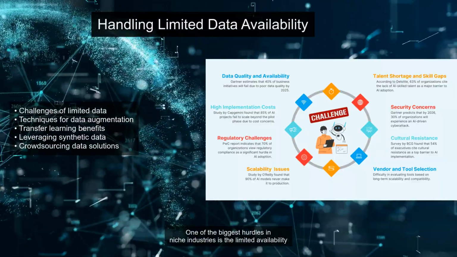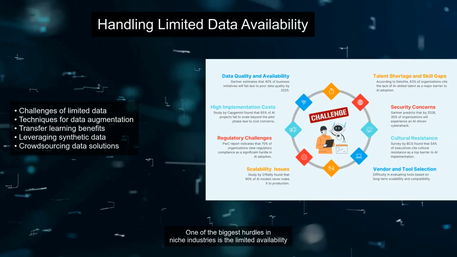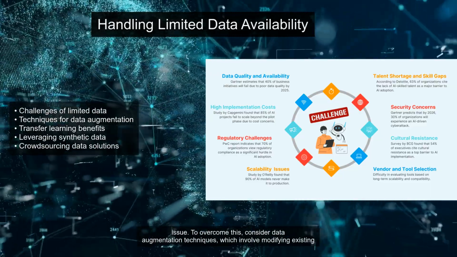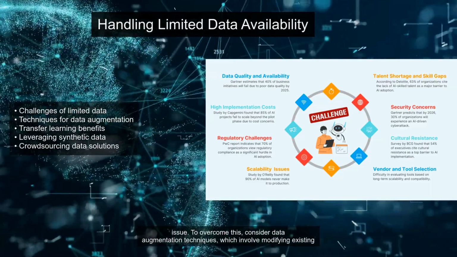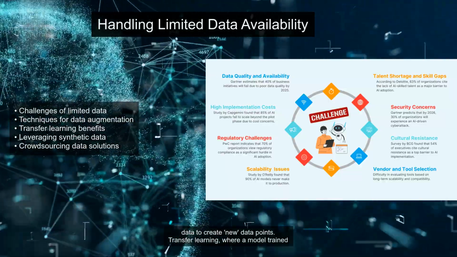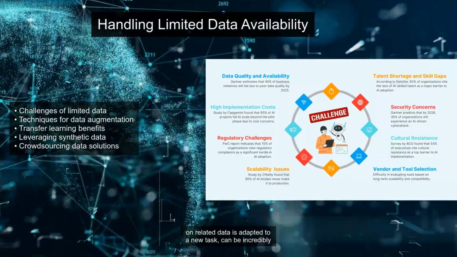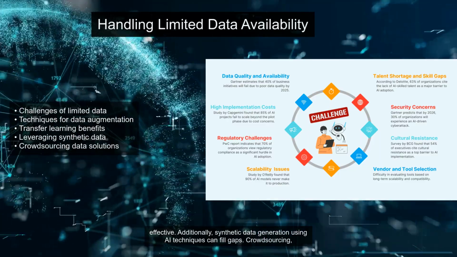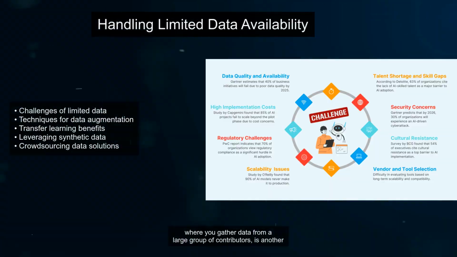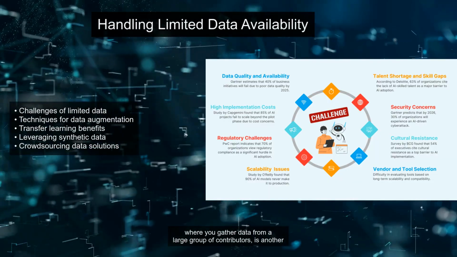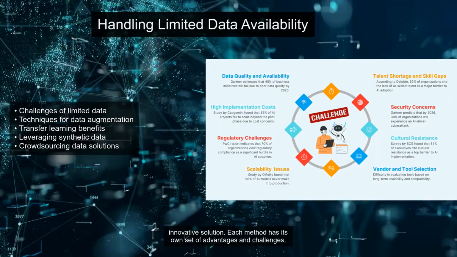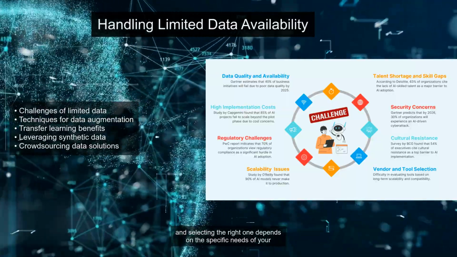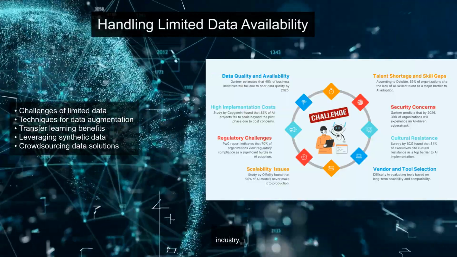One of the biggest hurdles in niche industries is the limited availability of data. Industries like aerospace or rare disease research often face this issue. To overcome this, consider data augmentation techniques, which involve modifying existing data to create new data points. Transfer learning, where a model trained on related data is adapted to a new task, can be incredibly effective. Additionally, synthetic data generation using AI techniques can fill gaps. Crowdsourcing, where you gather data from a large group of contributors, is another innovative solution. Each method has its own set of advantages and challenges, and selecting the right one depends on the specific needs of your industry.